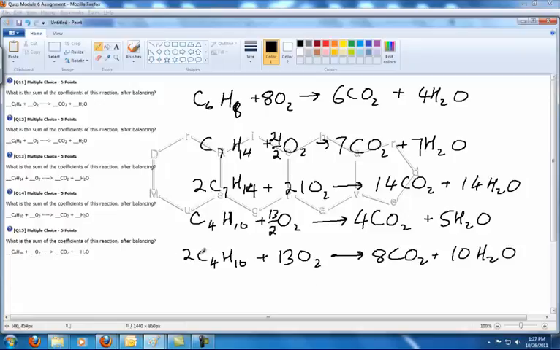And now you can see that this is all balanced. We've got 2 times 4 is 8 on the carbons. We've got 2 times 10 is 20 on the hydrogens. 10 times 2 is 20. Oxygens, 26. 13 times 2 is 26. 8 times 2 is 16, plus 10 is 26. So everything does still work out with this one as well.